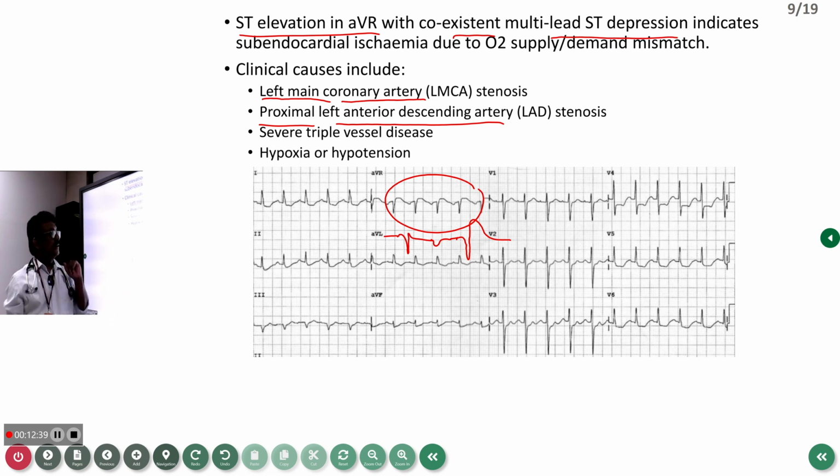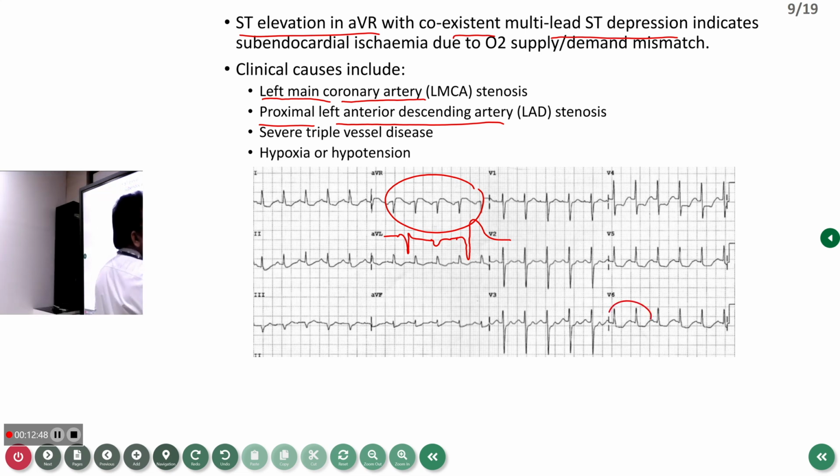Normally, in any ECG, including in myocardial infarction, you don't see any ST elevation in aVR, but here you are seeing ST elevation in aVR. So we have to think about the left main coronary artery or the proximal left anterior descending artery. You can see here some other leads got ST segment depression also.